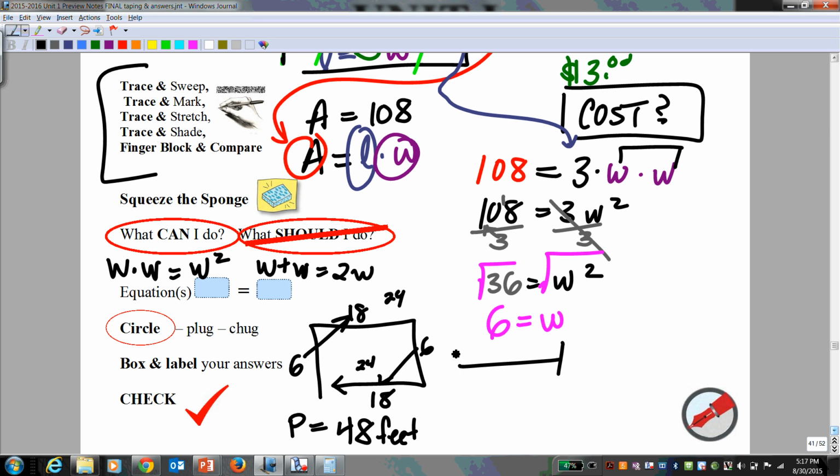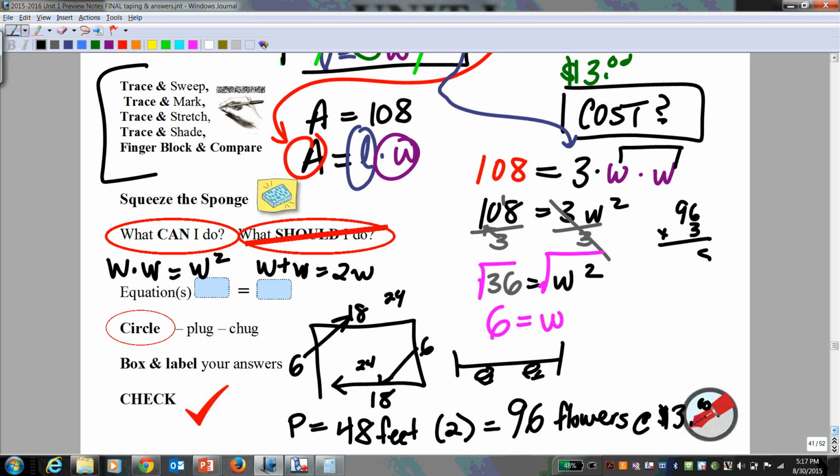Now for every foot, I need 2 flower pots, right? For every foot, we want 2 flower pots. So that's going to be 48 times 2. So I know I need 96 flower pots at $3 each. It's basically 96 times 3. I told you not to worry about tax this time. And you're going to be spending about $288 just to get the border there.